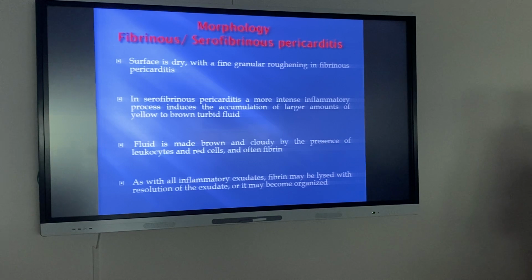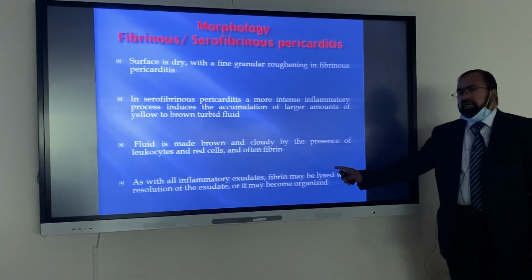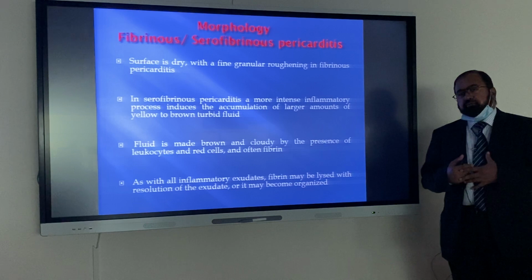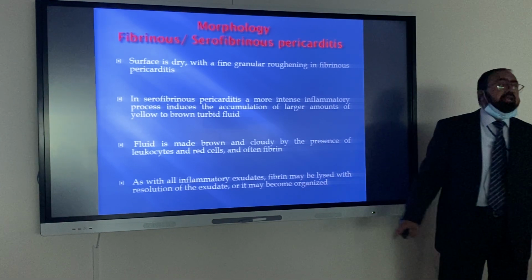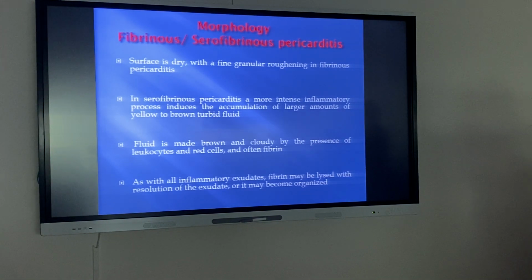So if it is a lesser amount of fibrin and it is lysed with resolution, it probably becomes normal. But usually what happens is fibrin is not lysed that much. So finally you will see organization, meaning permanently the pleural spaces are attached together, organized, and you can see newly formed blood vessels and everything. If you talk about the organization of the inflammatory outcome, that is a permanent damage.